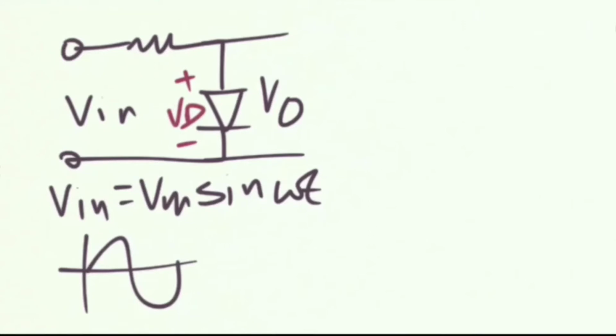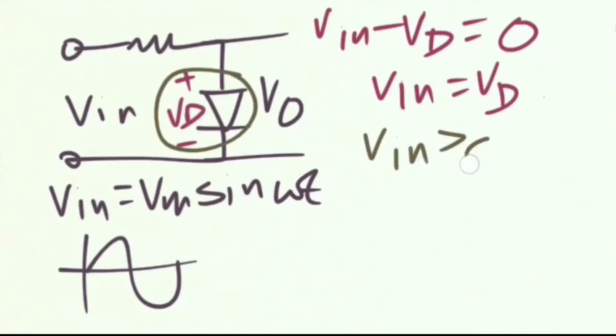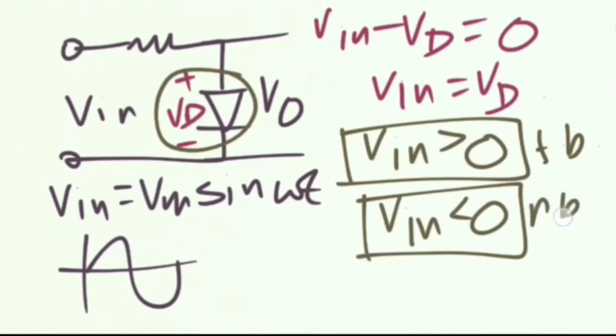Now let us find the biasing conditions using KVL in this mesh. So Vin minus Vd is 0, that is Vin is equal to Vd. Now for the diode to be in forward bias, the polarity that I have shown here must be the same, and for that Vd should be greater than 0. That means for Vin greater than 0, the diode will be in forward bias, and for Vin less than 0, the diode will be in reverse bias.